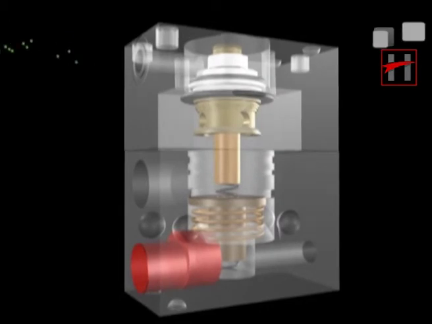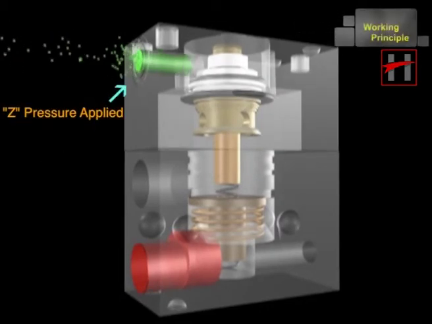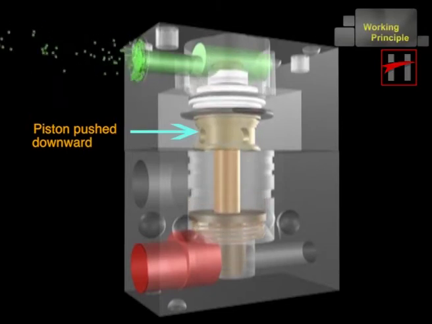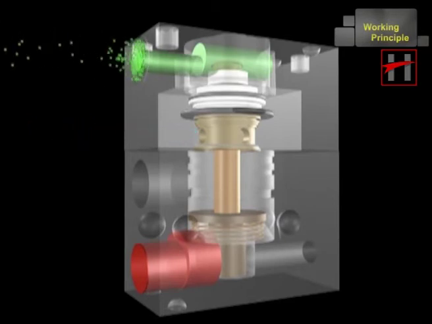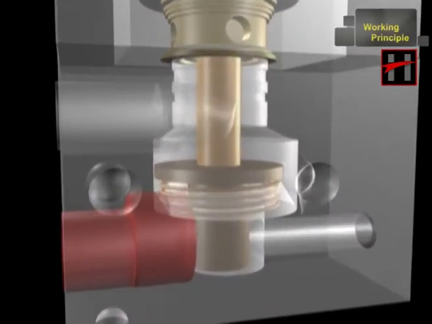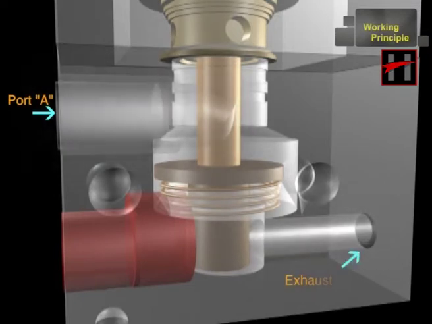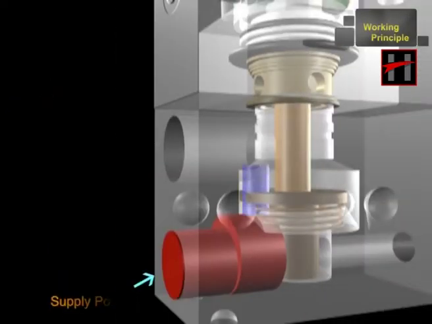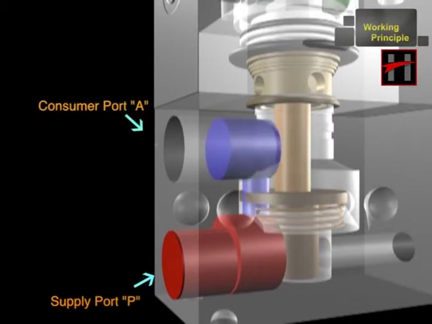as the control pressure Z is applied. The piston in the housing is pushed downwards against the valve tappet of the actuating valve and against the spring force. Communication between the consumer port A and exhaust R is stopped. Communication between supply port B and consumer port A is opened.